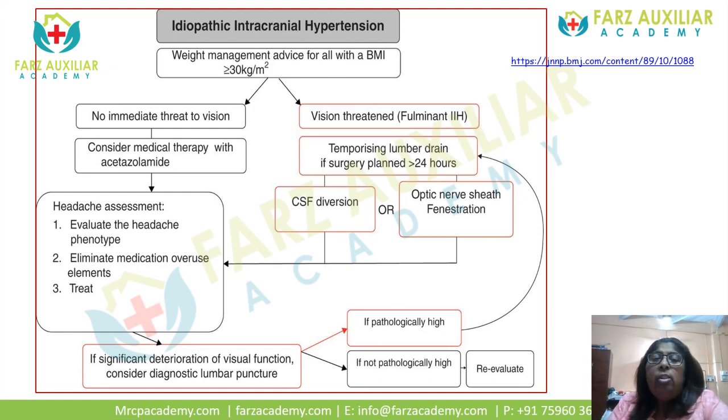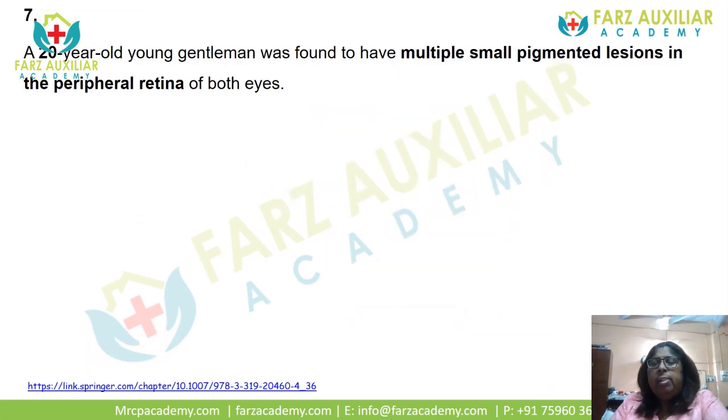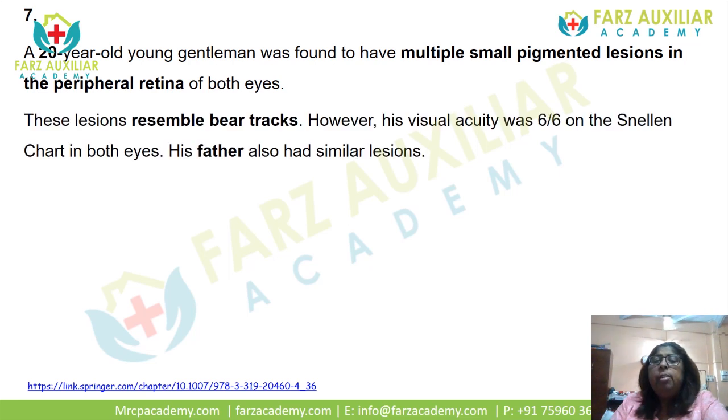Number 7. A 20-year-old young gentleman was found to have multiple small pigmented lesions in the peripheral retina of both eyes. These lesions resemble bear tracks. However, his visual acuity was 6/6 on the Snellen chart in both eyes. His father also had similar lesions. Which one of the following would be the best next step in managing this man's condition?